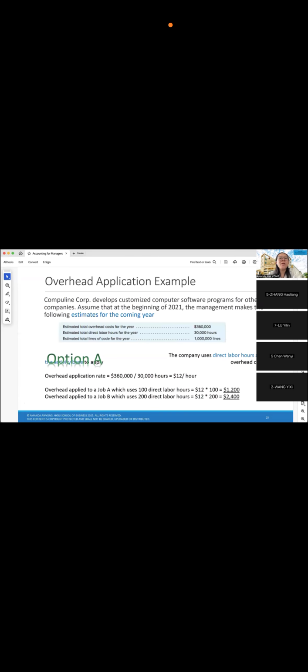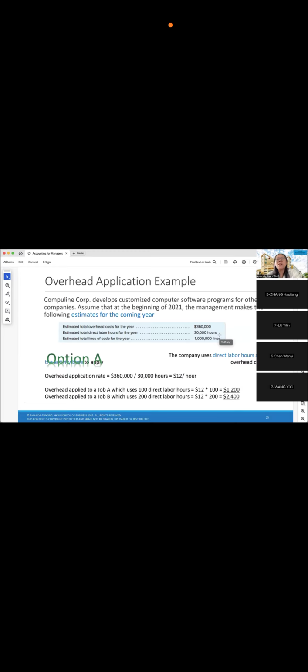The overhead application rate is typically determined at the beginning of the period based on this calculation, where the overhead application rate is simply the total overhead cost divided by how many units we expect to produce for that activity base. In this example, CompuLine Core develops customized computer software programs for other companies, and we assume that at the beginning of 2021, the management makes the following estimates for the coming year. Total overhead cost would be $360,000, total direct labor hours would be 30,000, and total lines of code that they produce is 1 million lines of code.